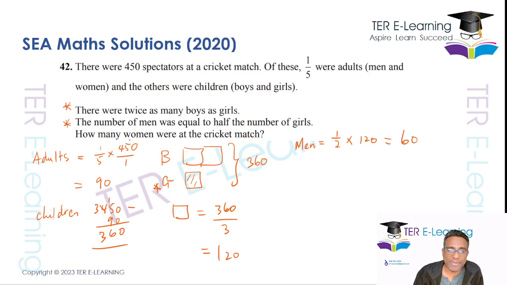They want to know how many women we had at the cricket match, right? But remember, the total number of adults was 90. So if you know you have 60 men, the number of women is simply going to be 90 minus 60. So you're going to get 30. So that's the answer for that one.